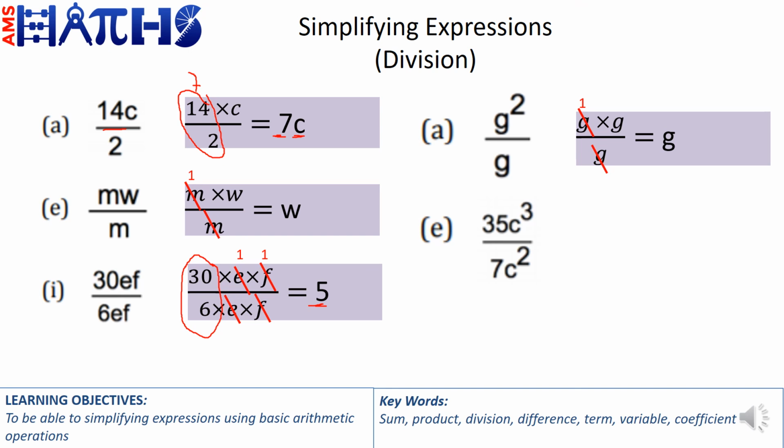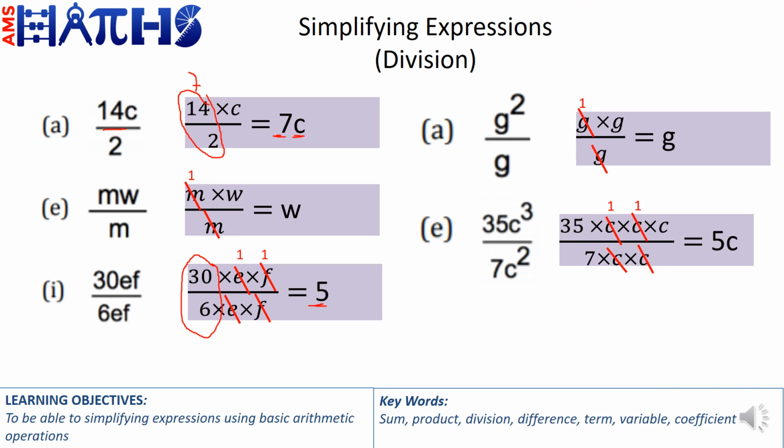And the final example here, I've expanded 35c cubed to 35 times c times c times c, and on the denominator 7 times c times c. Now we have to divide 35 by 7 to get 5. The c divides c to get 1, another c divides c to give 1 again, so we're left with a single c. So 35 divided by 7 is 5. So it's 5 times 1 times 1 times c, which gives us 5c.